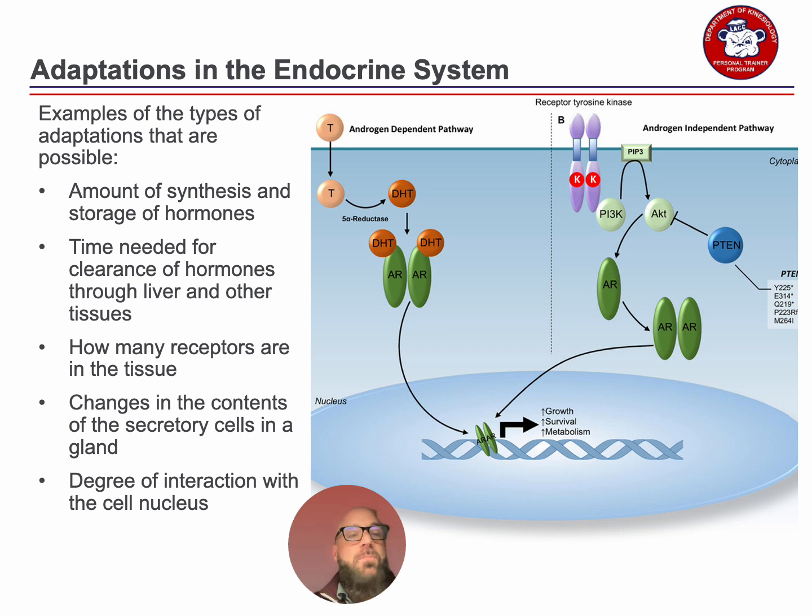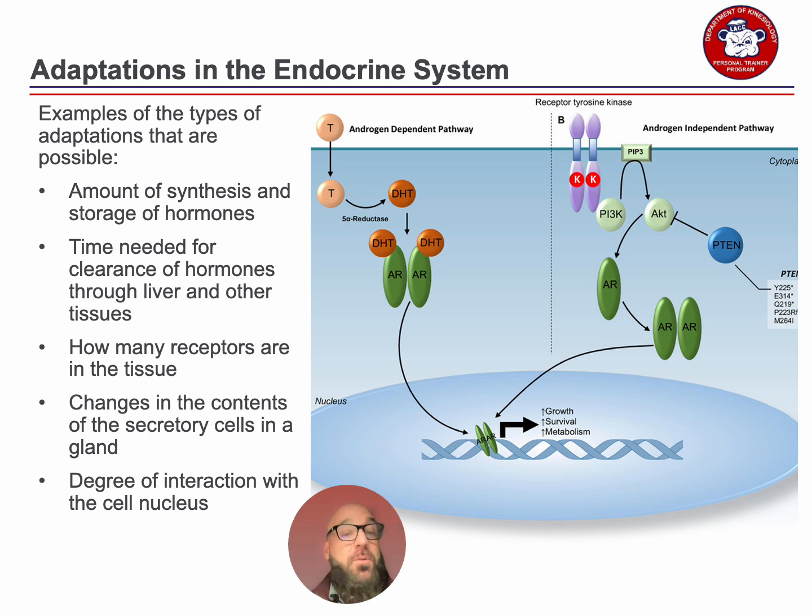So the two examples of types of adaptations that are possible can be the amount of synthesis and storage of hormones. So how much can the hormones create? Like how much more hormone is generated and created as a result of resistance training. So this is something that can change. And then the time needed for clearance of those hormones through the liver and other tissues can be increased.